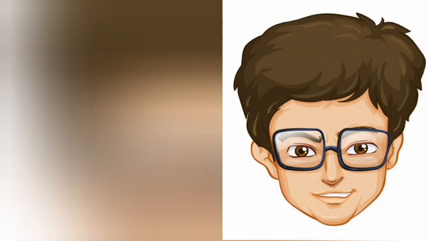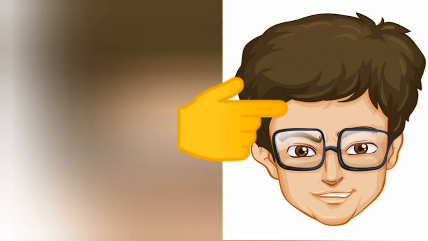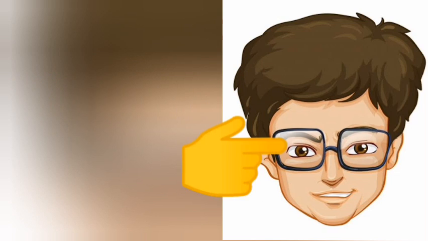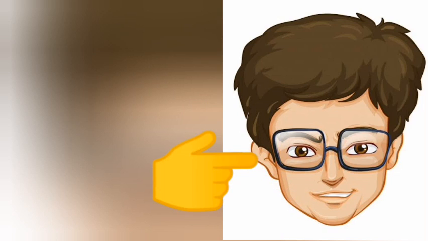Now, what is the head? That is the question you ask yourself now. The head is the superior part of the body. It is connected to the trunk. In the head you will find the brain. In your head you will find your eyes, your nose, your mouth, and your ears. So the structures that you find there are the brain, the eyes, the nose, the mouth, and then your ears.